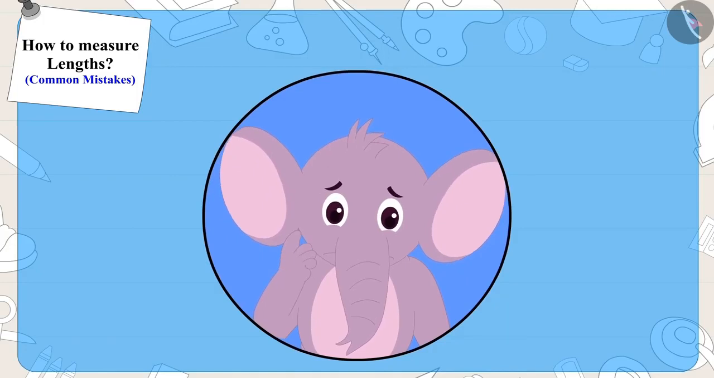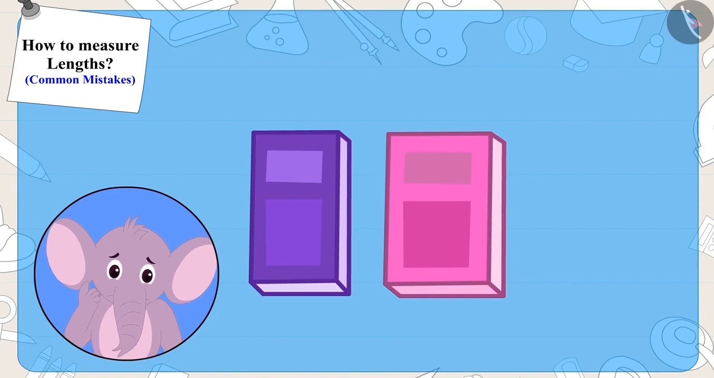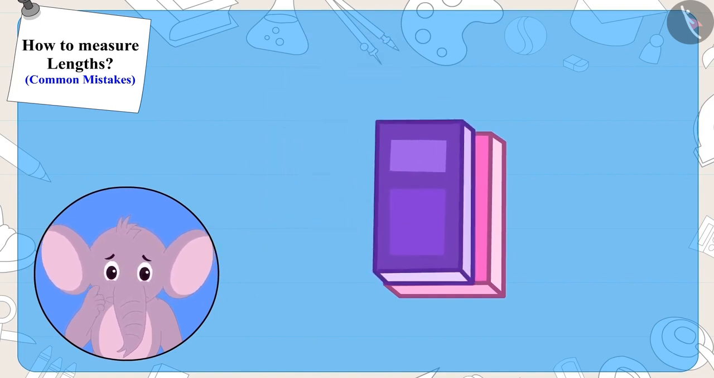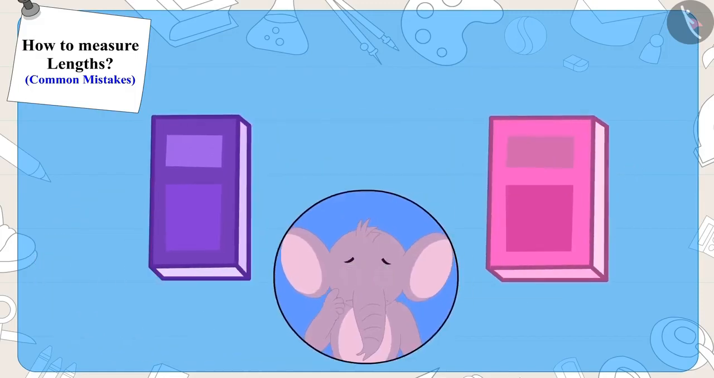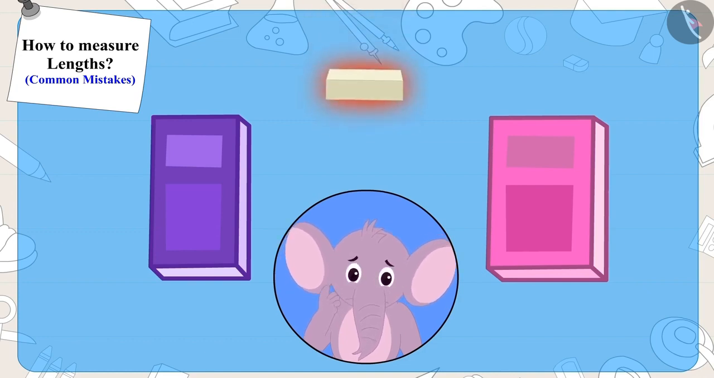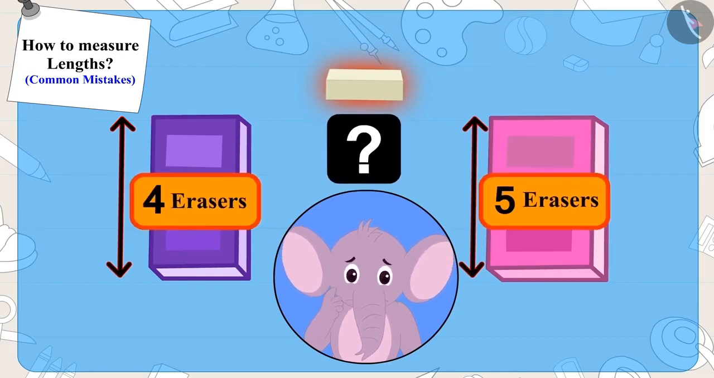Appu was doubtful. He immediately kept one notebook above the other and found that both notebooks were of the exact same length. But Appu was shocked to know that if they had used the same eraser to measure both the notebooks, how had the measurements turned out to be different? Children, can you tell me why and how did this happen?